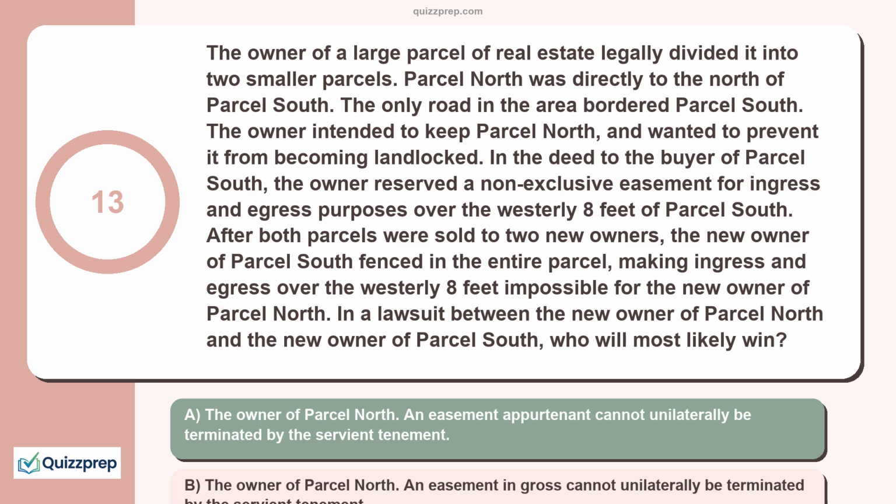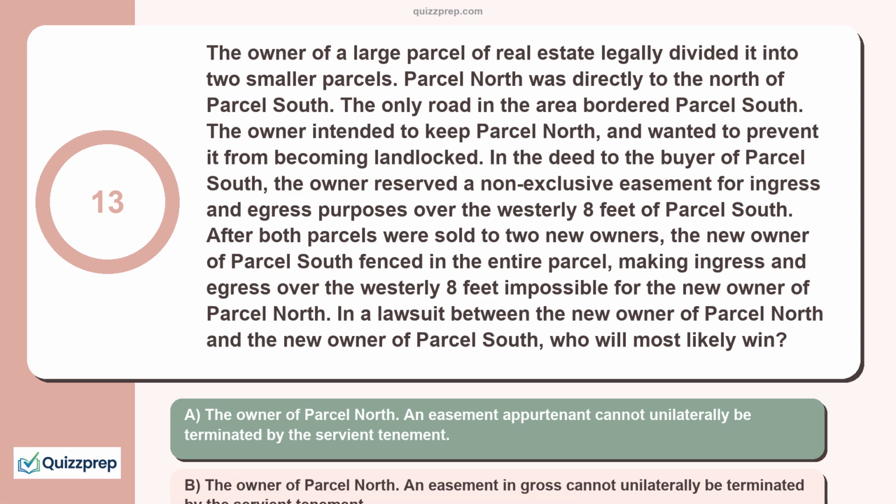C is incorrect. A landlocked property is one without access to a street or road. An easement by necessity is created by the courts when a property is landlocked, provided that the owner of the landlocked parcel did not create the problem. Here, when the old owner split the large parcel into two, the old owner carefully reserved an easement over parcel south, preventing parcel north from becoming landlocked. Because the old owner reserved an easement in the deed, there was no need to go to court and ask for an easement by necessity.